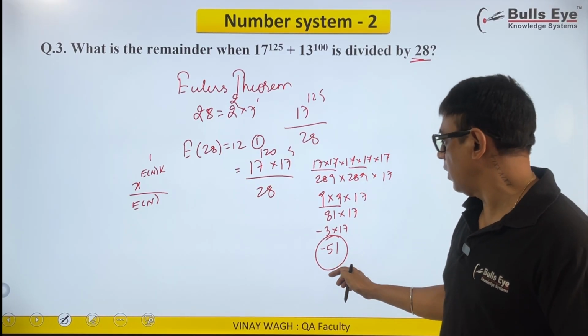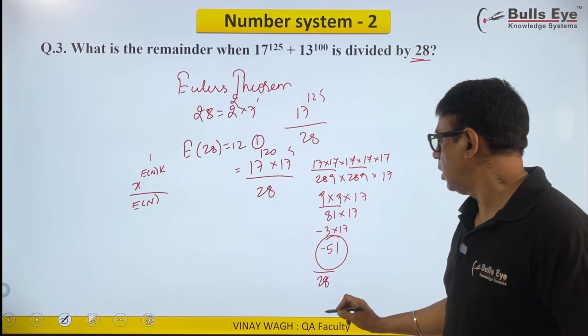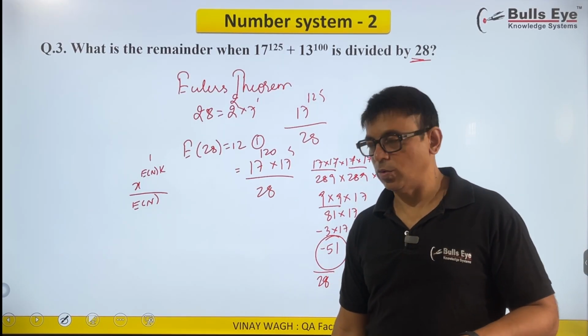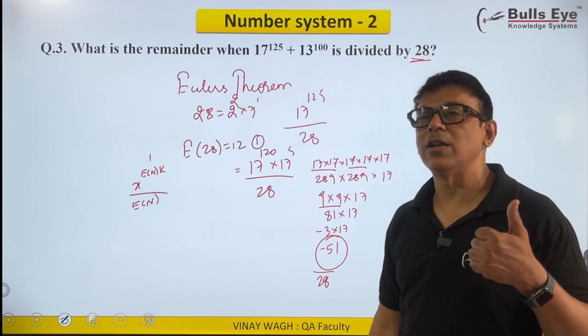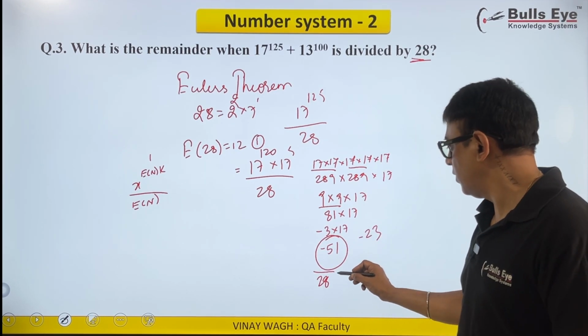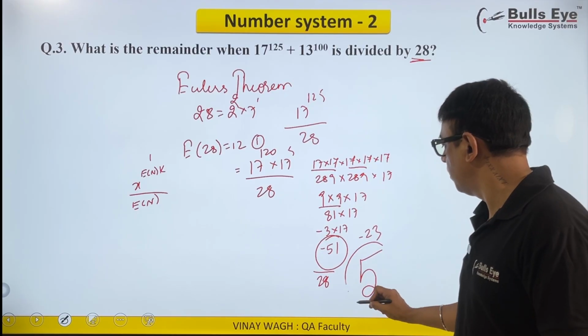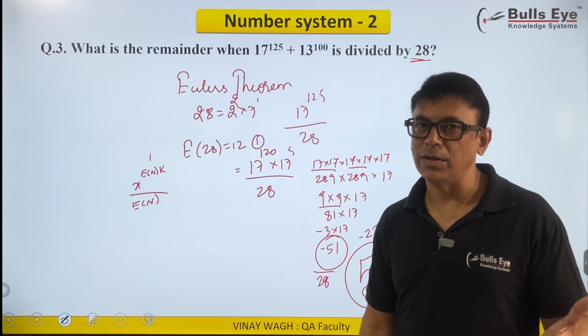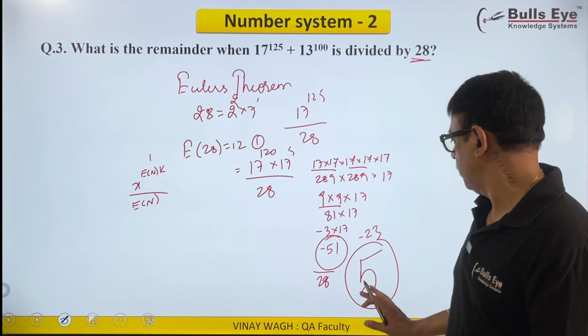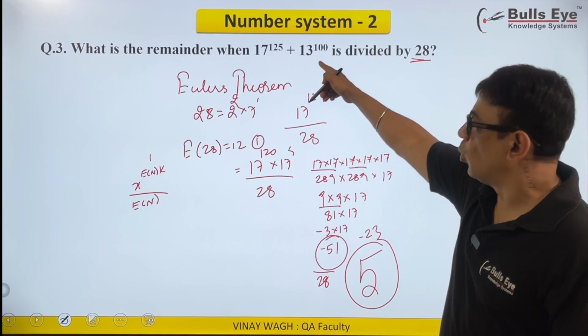Now divide minus 51 by 28. 28 2s are 56, overshoot. 28 1s are 28. The remainder is minus 23, and minus 23 remainder is the same as plus 5, that is, 28 minus 23. 5 is the remainder. That's the first part. Now I am working on this part.